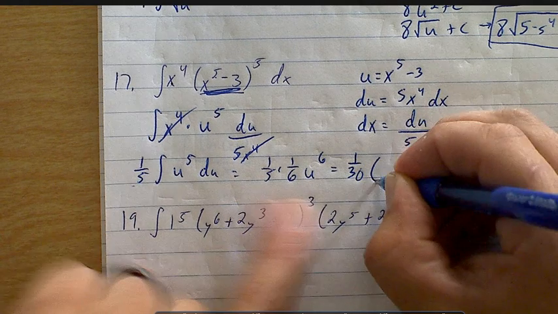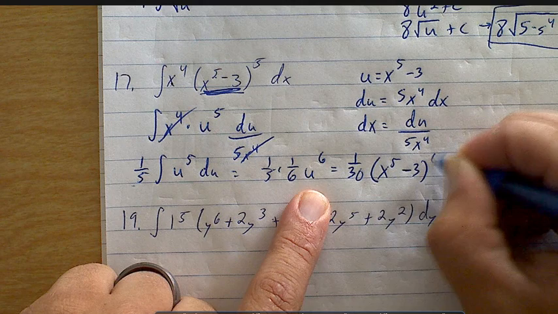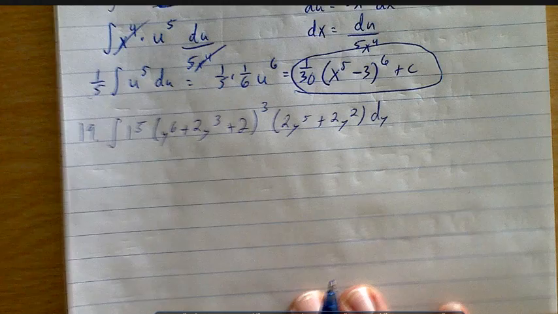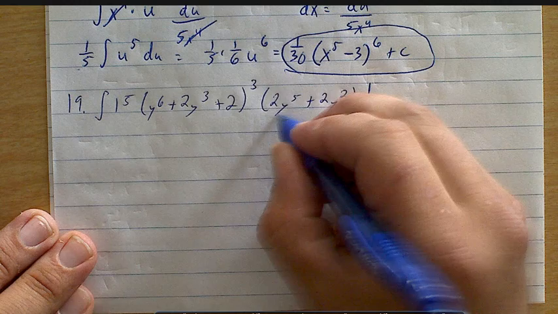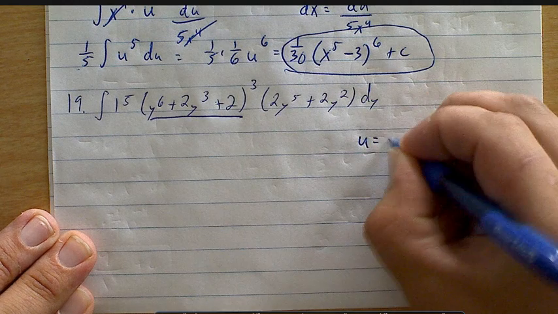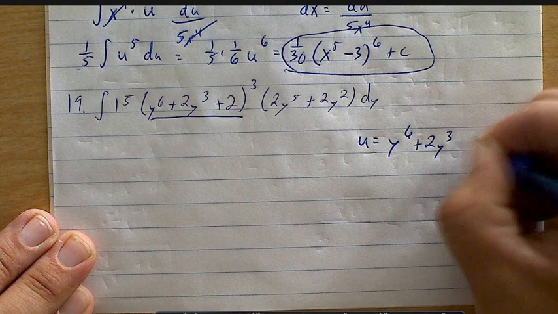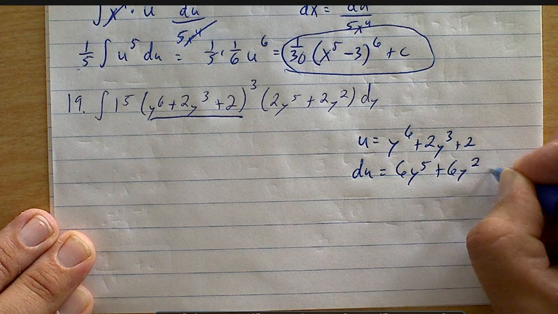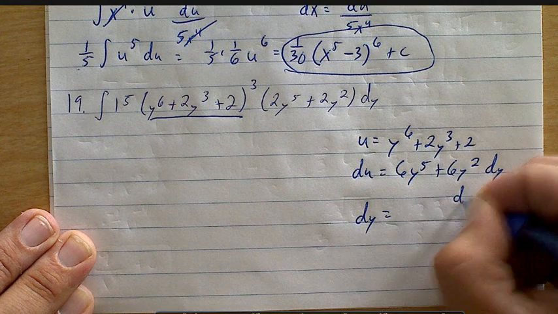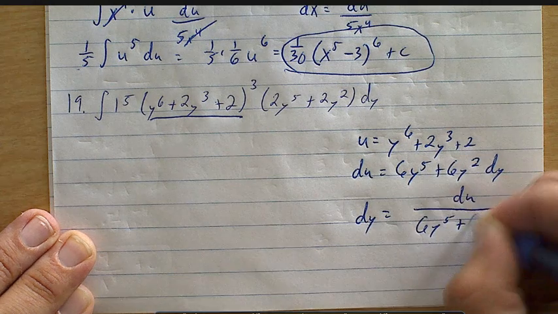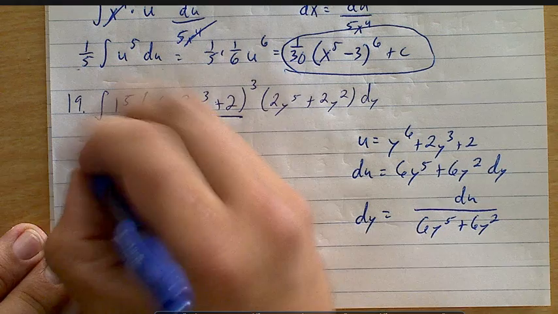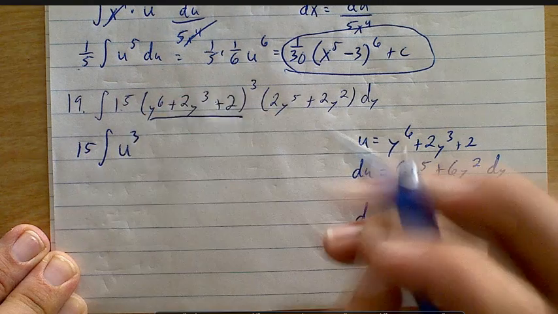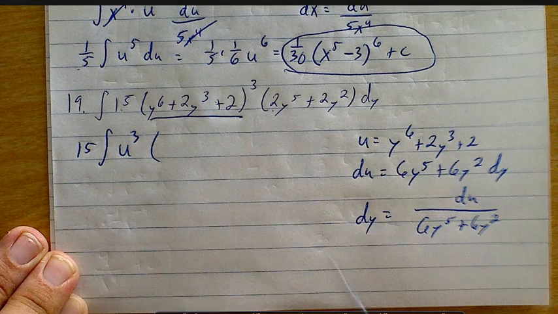Okay, number 19. This is my u. So u is y to the 6 plus 2y cubed plus 2, du is 6y to the 5th plus 6y squared dy. So dy is du over 6y to the 5th plus 6y squared. So when I do my substitution, I'm going to pull the 15 out front. 15 integral of u to the 3rd times, now this has, I'm going to factor out a 2 here, 2 y to the 5th plus y squared, because I'm going to factor out a 6 down here. You'll see why in a minute.